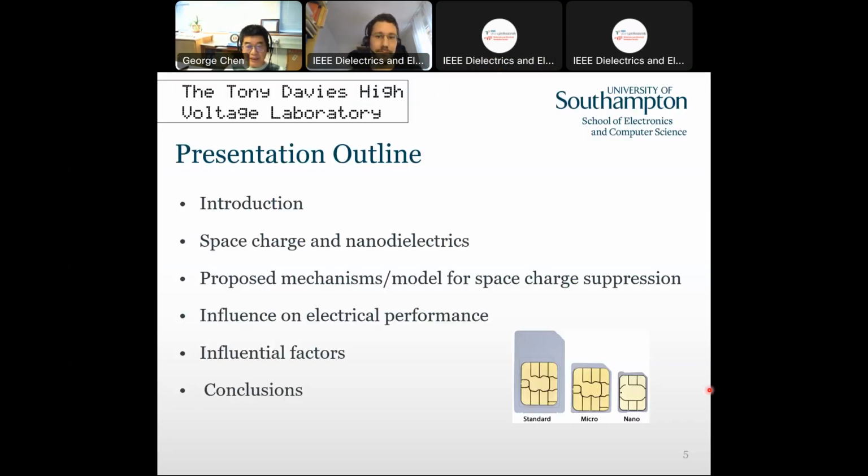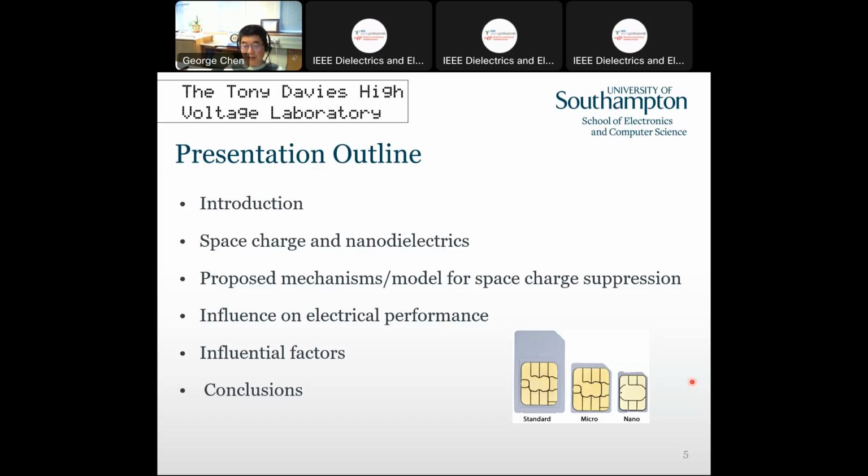And here is my presentation outline. I'll give a brief on both nanodielectrics and space charge. This will be followed by the charge separation mechanism and the key experimental evidence. The effect of the space charge on electrical performance of the nanodielectrics is proposed, together with a few influential factors. At the end, the conclusions are drawn.